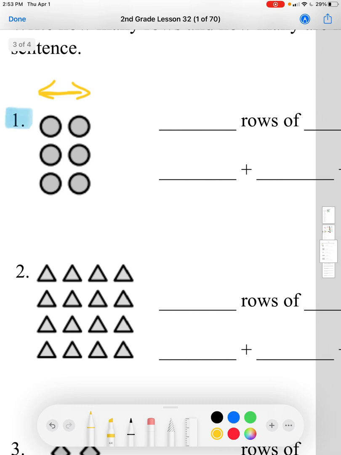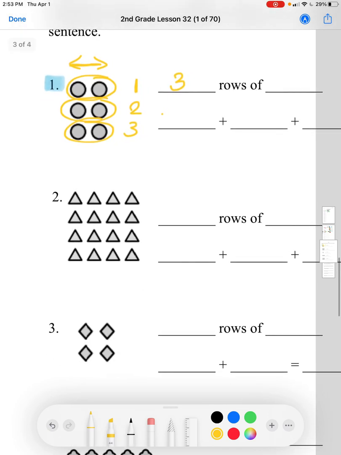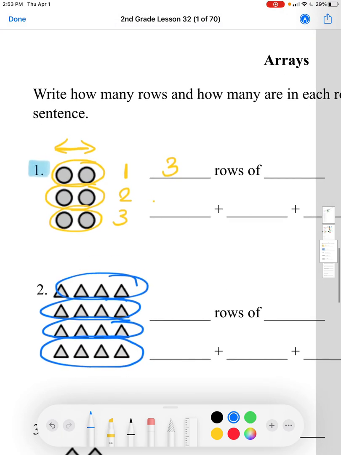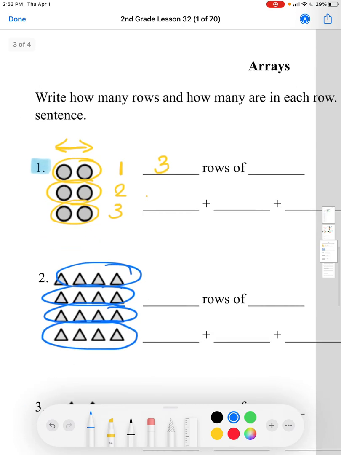It's left to right. It's a line of whatever we're looking at, left to right. So we have circles here. This is one row of circles. This is another row, and this is another row. 1, 2, 3. We have 3 rows. If you look here, we have 1, 2, 3, 4 rows. So basically rows are a line from left to right. And we have 3 in number 1.